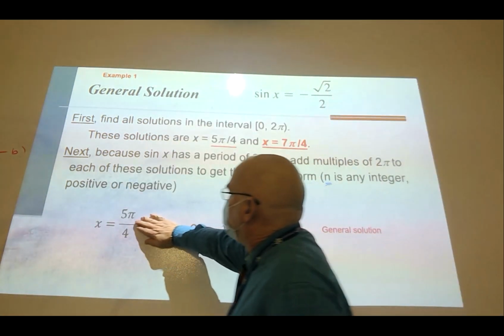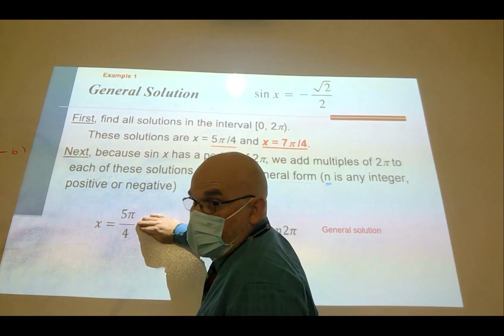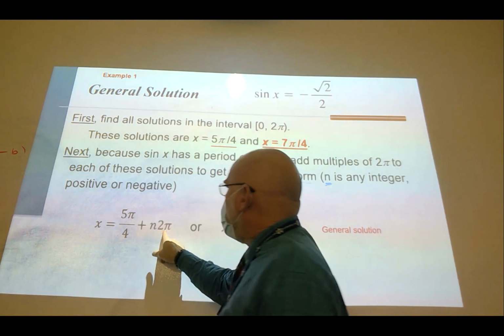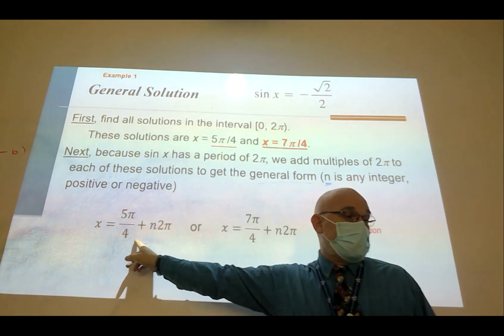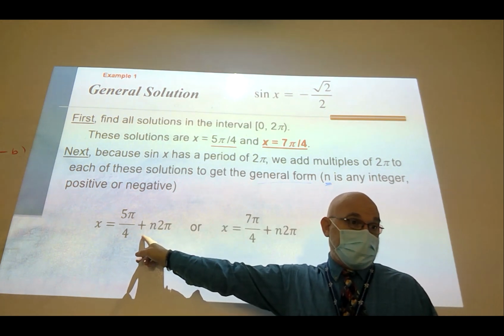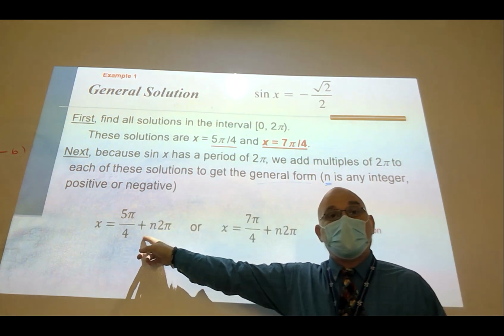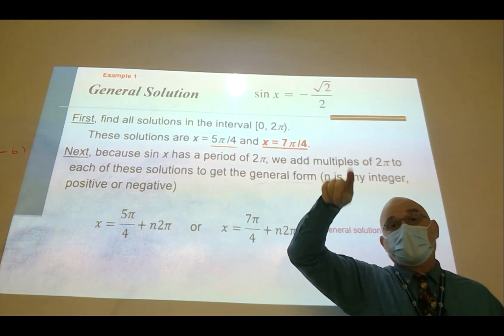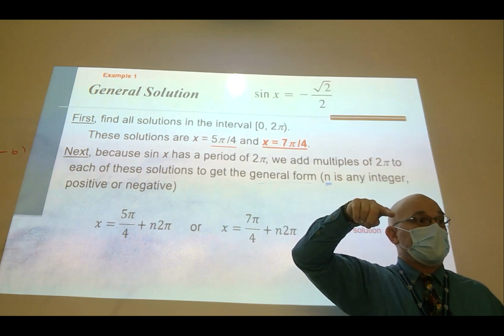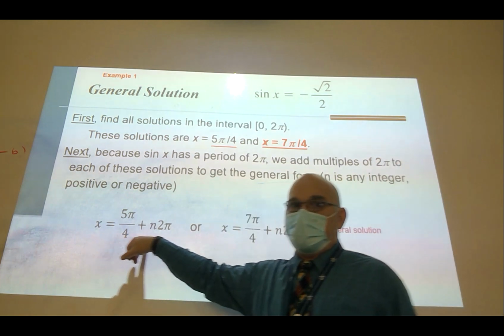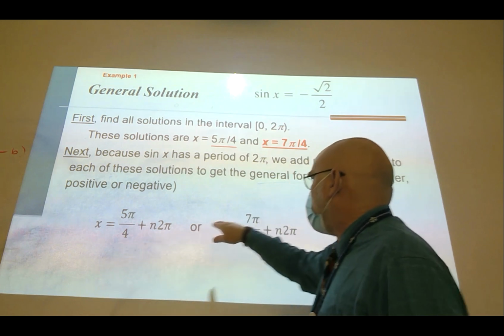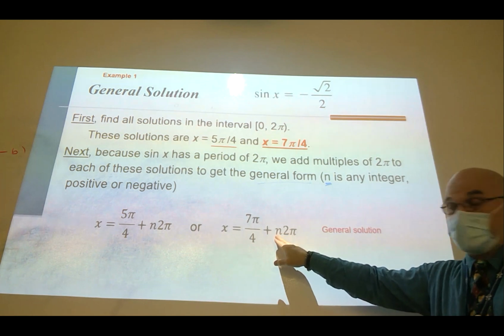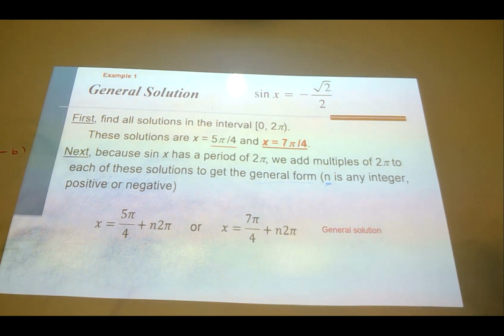So for the first answer, I said it was 5 pi over 4. I incorrectly said 3 pi over 4 first, but it's 5 pi over 4. And now I'm going to add any number of 2 pi to that, negative or positive. And that just means I can go around the circle n times and I'm still at the same spot. That's how we express an infinite number of answers. And I can do the same thing with 7 pi over 4 plus any n number of 2 pi.